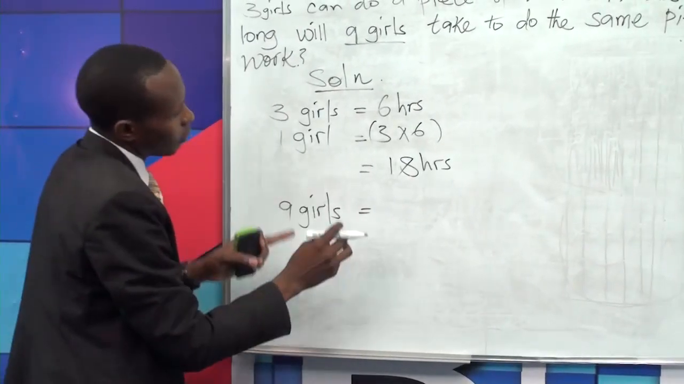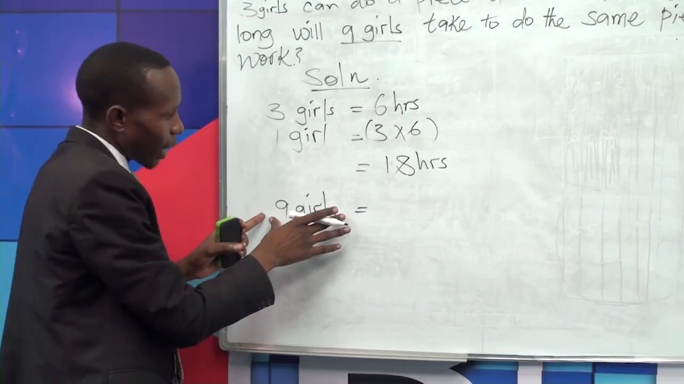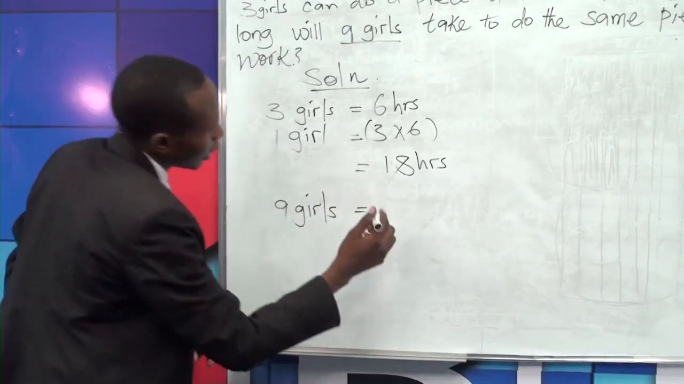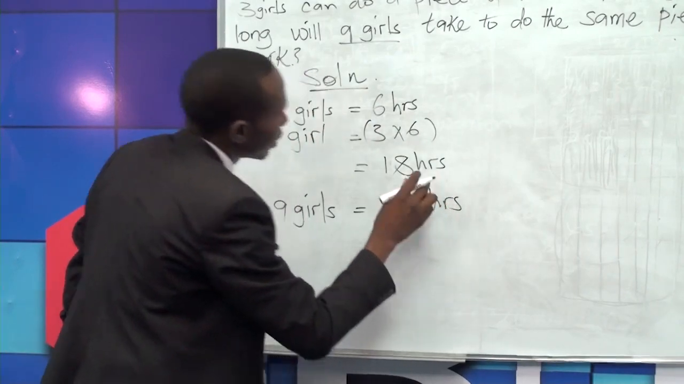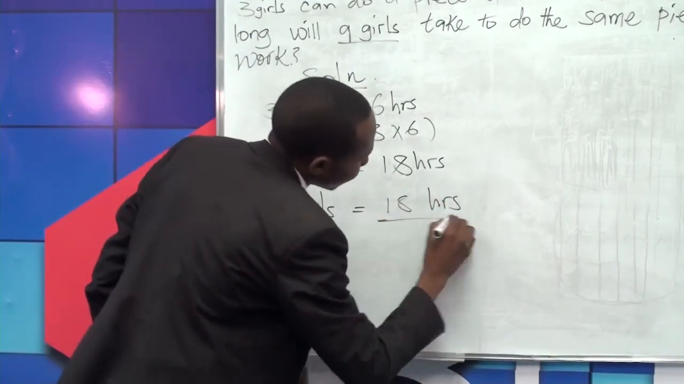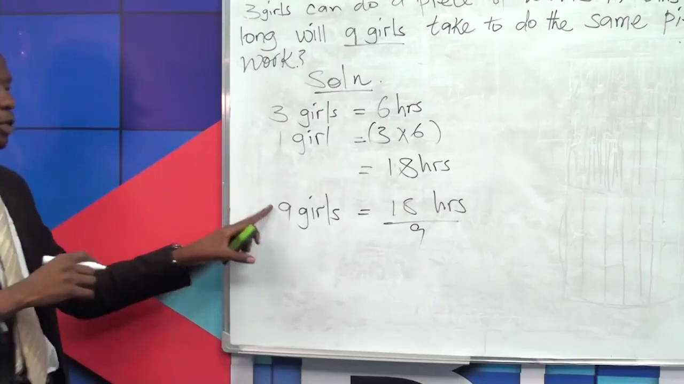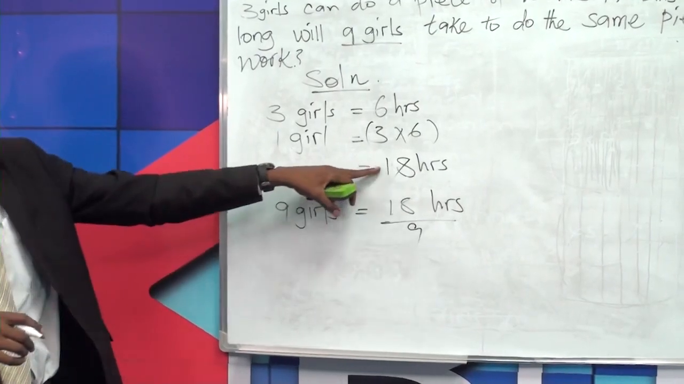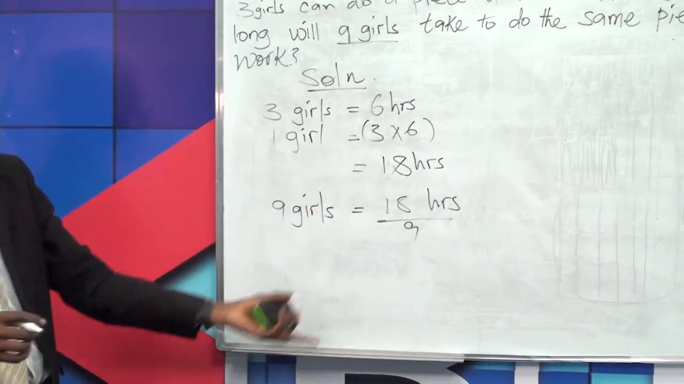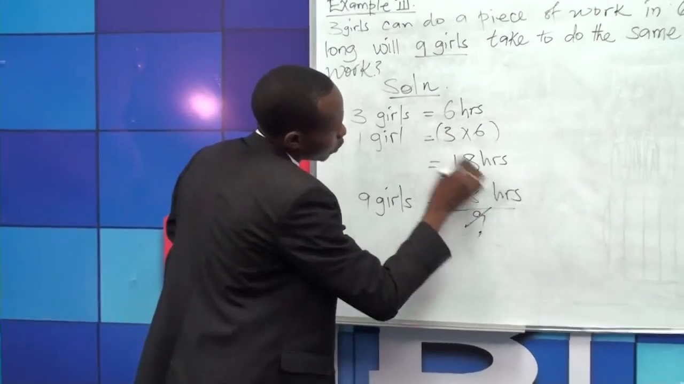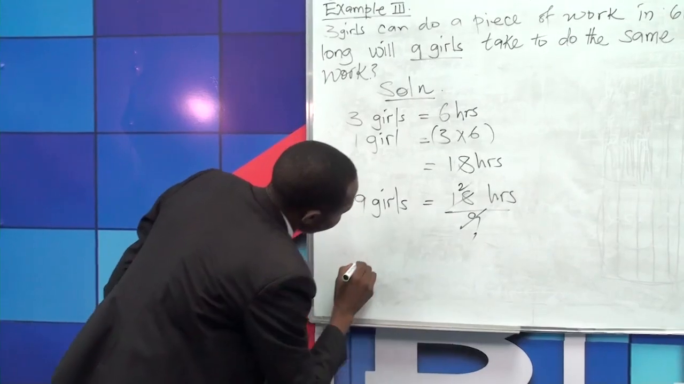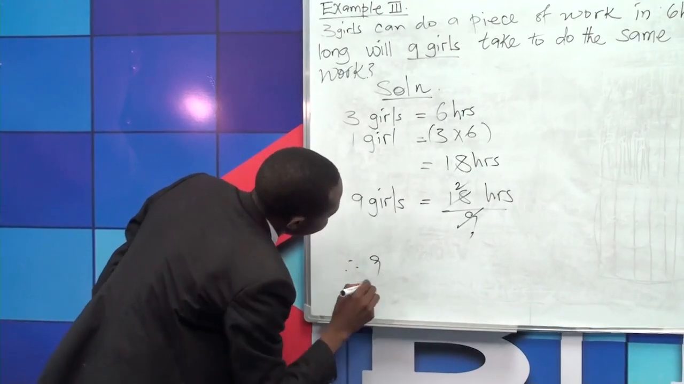We shall say, for us to identify the hours that 9 girls will use, we come to the 18 hours that are used by one person. Then we divide by 9 girls, because this work is now going to be shared among the 9 people. So we shall say 18 divided by 9 is 2.